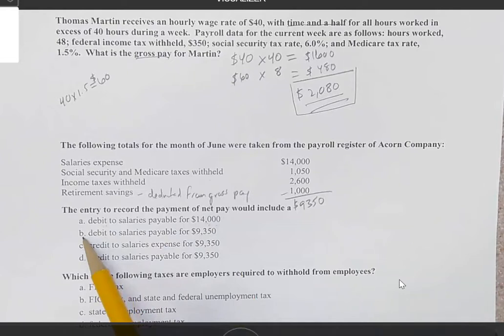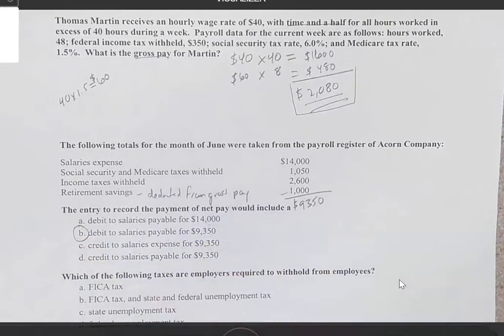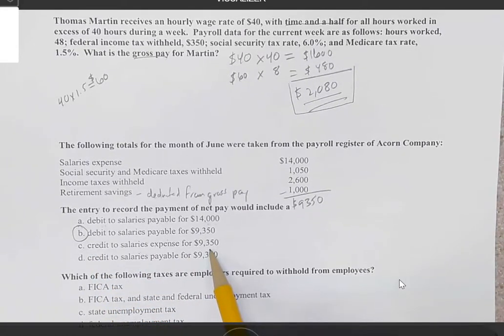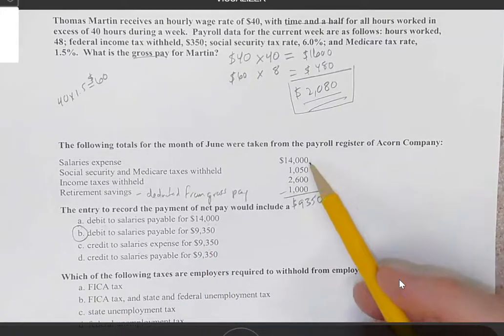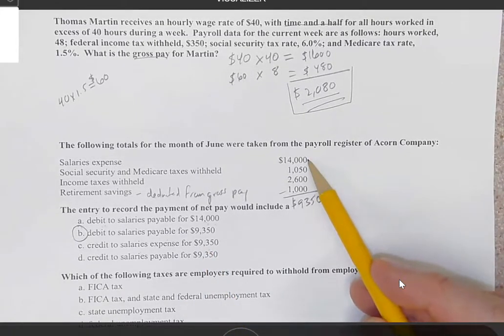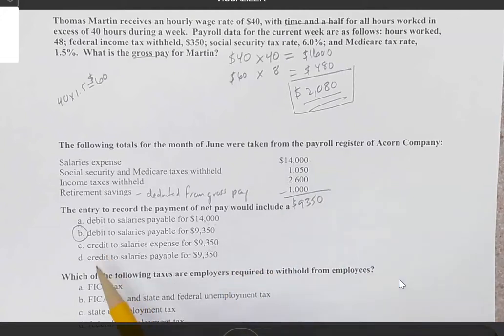So choice B says debit to salaries payable for $9,350. Okay, that's going to be our correct answer. C is a credit to salaries expense for $9,350. We've already recorded our salaries expense, and we did that for the full $14,000, and we certainly didn't try to use a credit. And then D is a credit to salaries payable for $9,350.